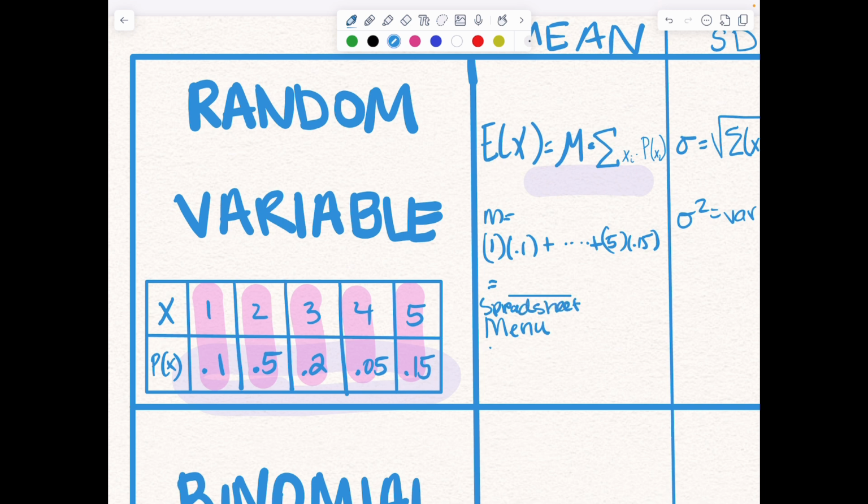You do menu 4, 1, 1, okay, 1 list, and you'll have a drop-down menu with the X list and a drop-down menu with the frequency list. And this X list is going to be your X list, and the PX list is going to be the frequency list. Let me go ahead and do that for you.